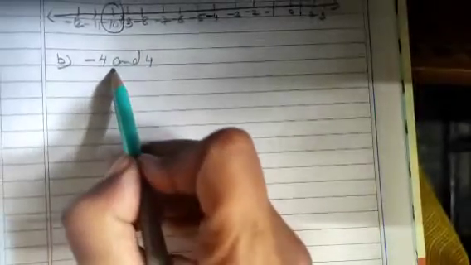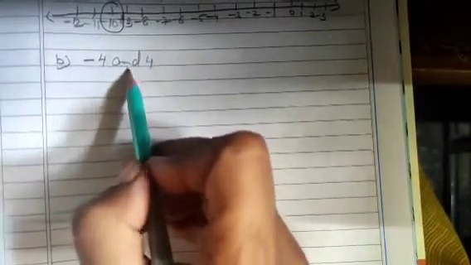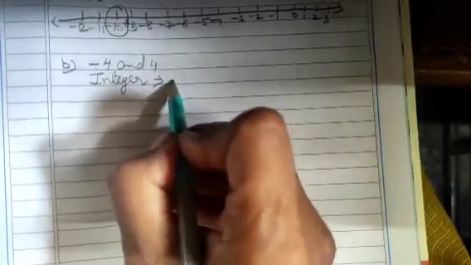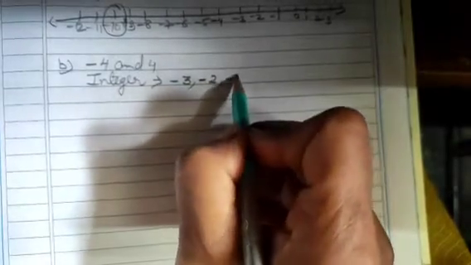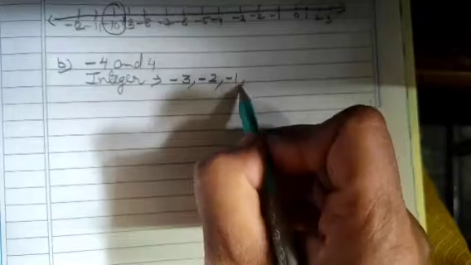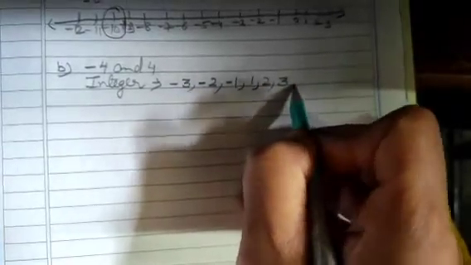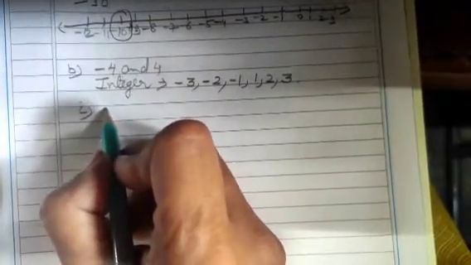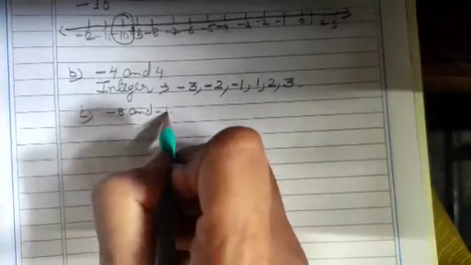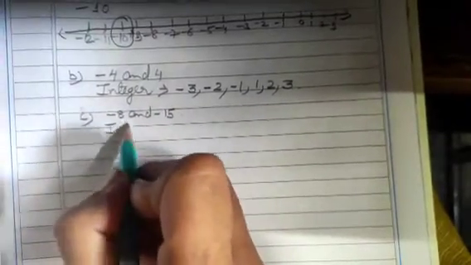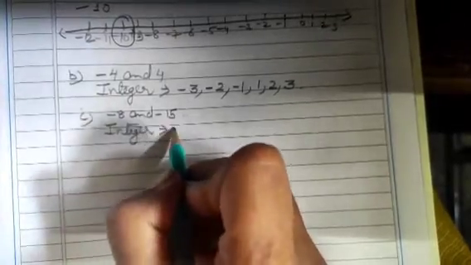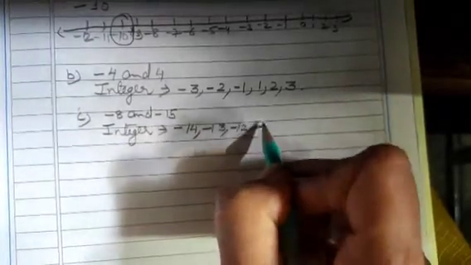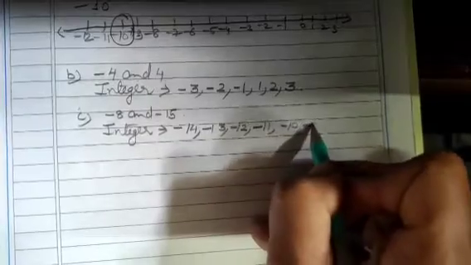Now we write the integers between minus 4 and 4. The integers are minus 3, minus 2, minus 1, 1, 2, 3. Next is integers between minus 8 and minus 15. We write the integers minus 14, minus 13, minus 12, minus 11, minus 10, minus 9.